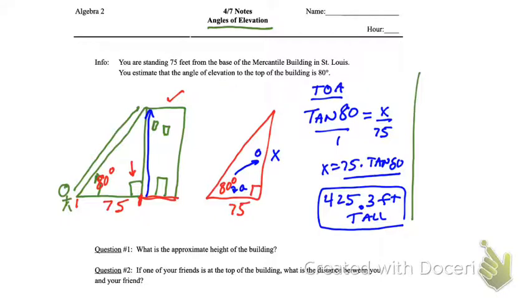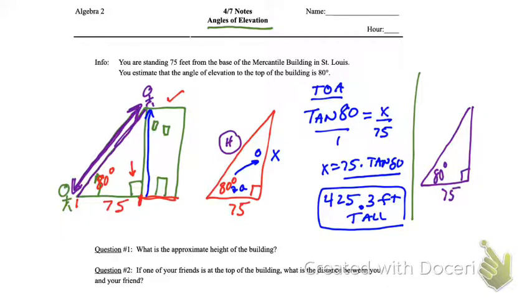Now question number 2 says, if one of your friends is at the top of the building, so let's draw them in there. So here's your friend up here at the top of the building. What is the distance between you and your friend? Well, the distance would be that distance right there, which would actually be through the air. That would be the straight line. Anytime you talk distance, you're talking about a straight line between two things. So the straight line between you and your friend is through the air there, which also coincides with the hypotenuse.